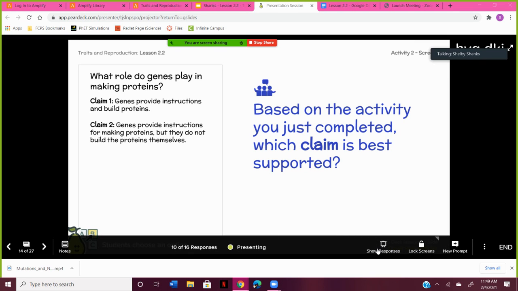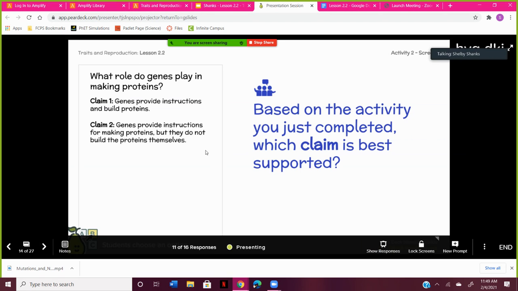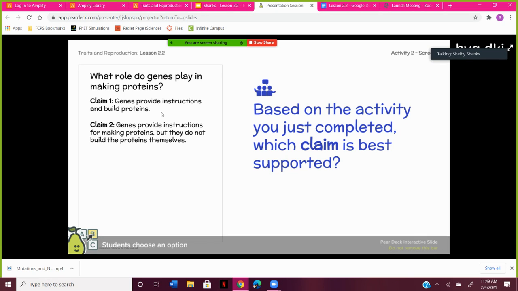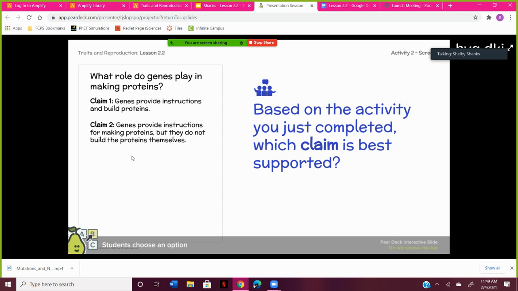All right, so I'm going to look at our claims. Some of us are still confused. So claim 1 is saying that genes provide instructions and they build the proteins. So this is saying that it's coming out of the nucleus because proteins are made up of genes. For claim 2, it's saying that genes provide instructions for making proteins, but they do not build the proteins themselves.